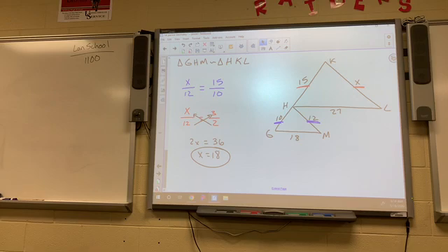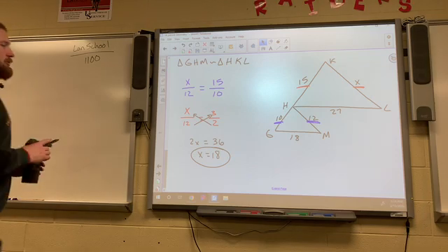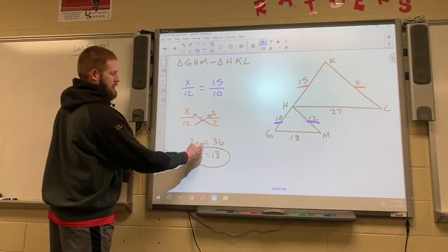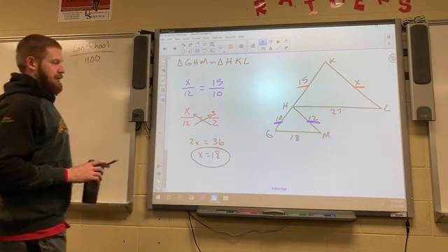Okay, so keep that in mind. That is a mistake that I see quite often, is that people put that into a fraction, like 2 over 36 or 36 over 2. Make sure you end up here with an equation so that you can finish solving it out.